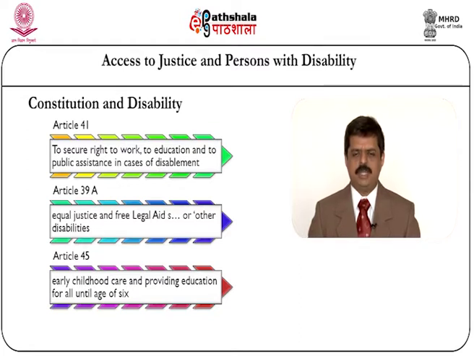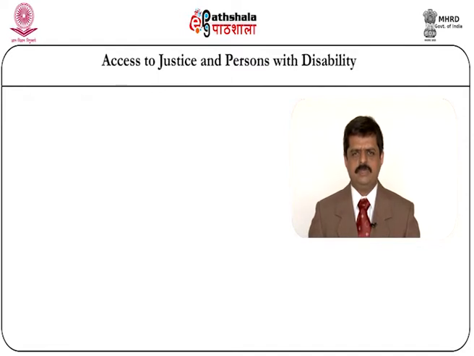45 provides for early childhood care and providing education till the age of 6. 46 and 47 provide for raising the standard of living, and education and the development of persons with disability. So, that is how the Constitution has ample provisions for protecting the rights of persons with disability. So, from the Constitution, let us move on to the legislations for protecting the rights of persons with disability.